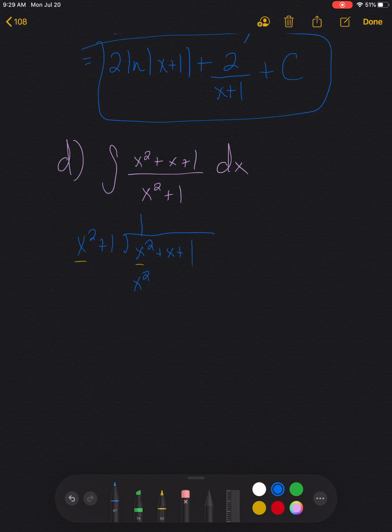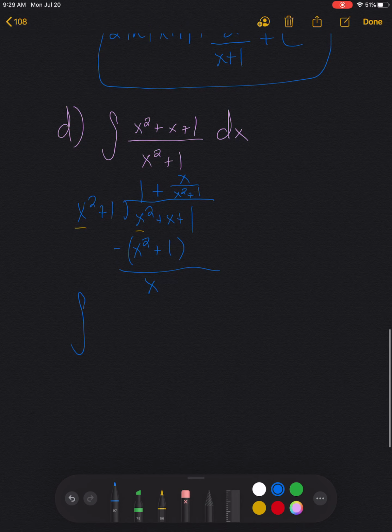Multiply back. 1 times x squared plus 1. We subtract that from what came above it. The x squareds are going to cancel. The 1s are going to cancel, and that's going to leave us with just an x. So that's our remainder. So we have our quotient of 1 plus the remainder of x over x squared plus 1. So that's how I can rewrite the integrand. We have the integral of 1 plus x over x squared plus 1 dx.